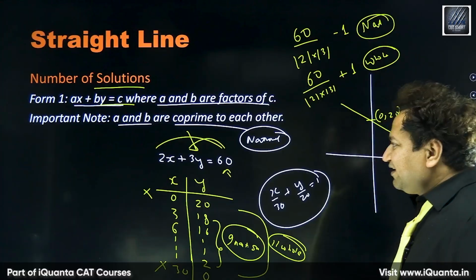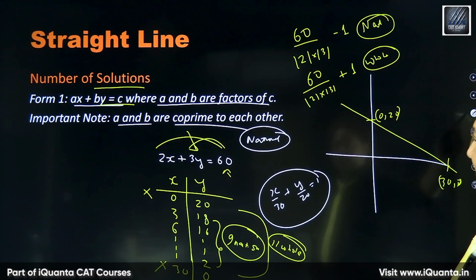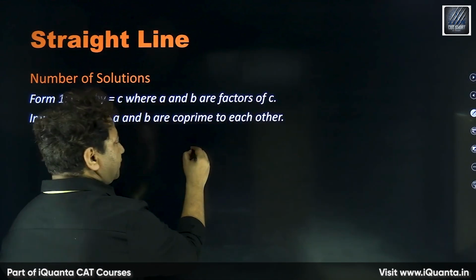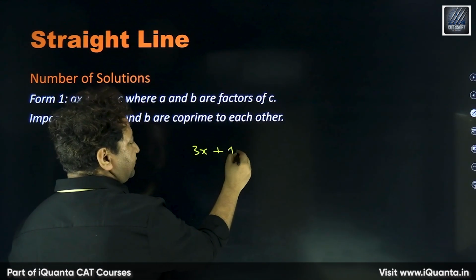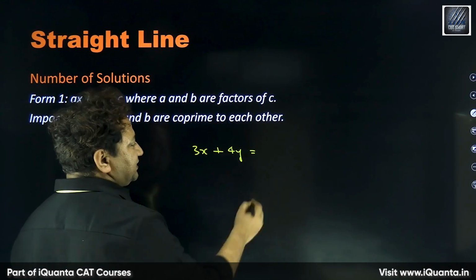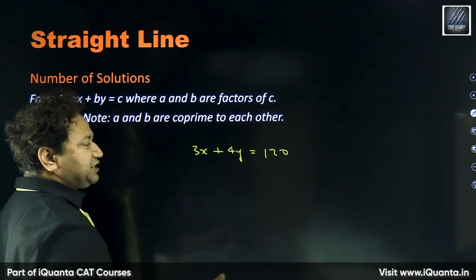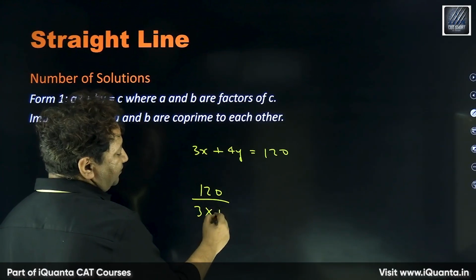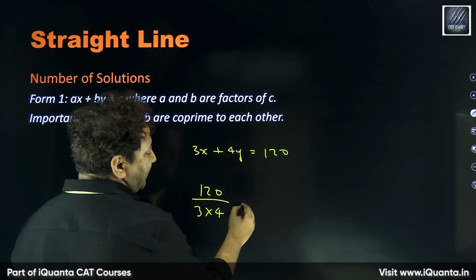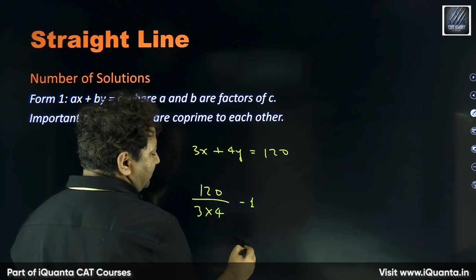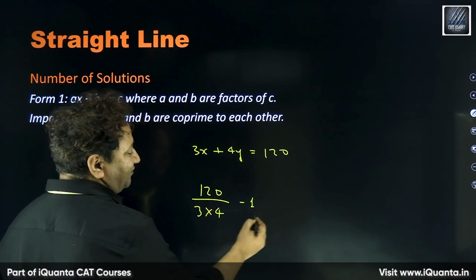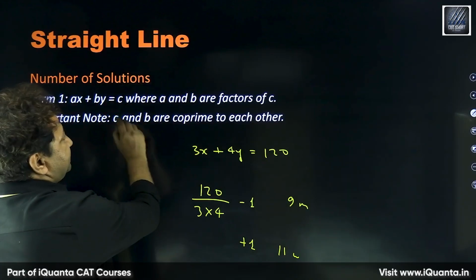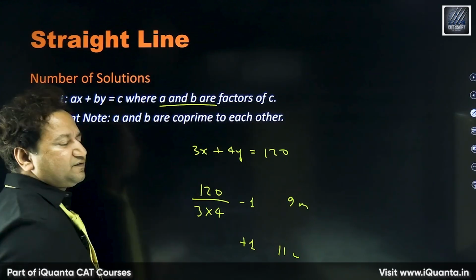Interesting stuff, right? So if someone gives you something like this, 3x plus 4y is equal to, let's say, 120. How many natural solutions are there? Just divide 120 by 3 into 4. You got 10 here. Subtract 1 for natural, add 1 for whole. So we have 9 natural and 11 whole solutions. This will happen only if A and B both are factors of C.